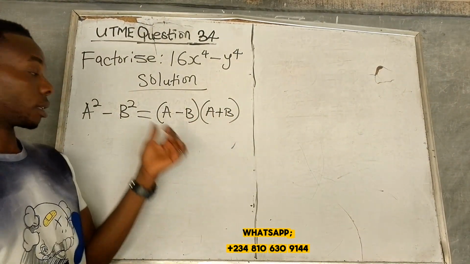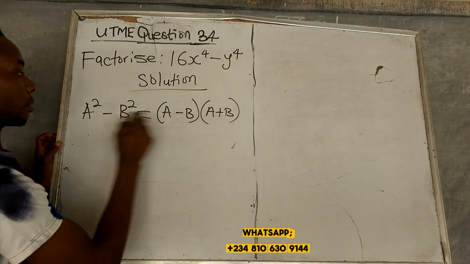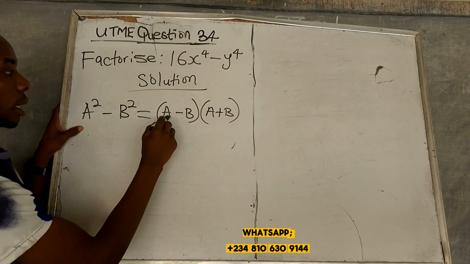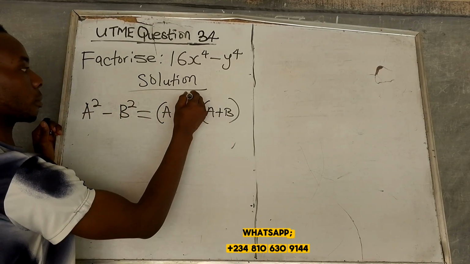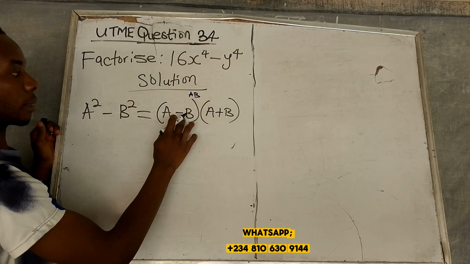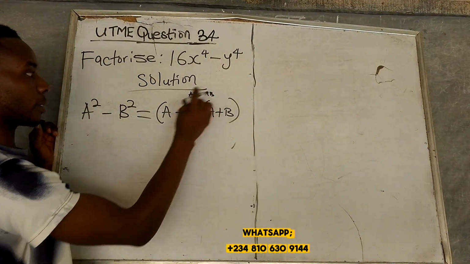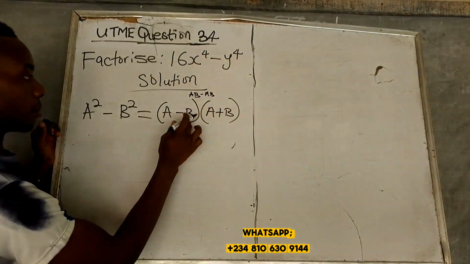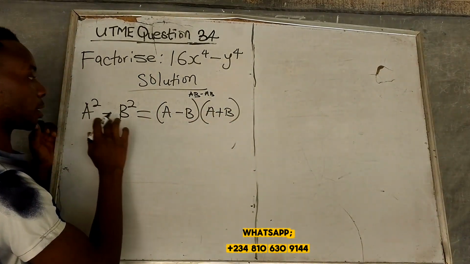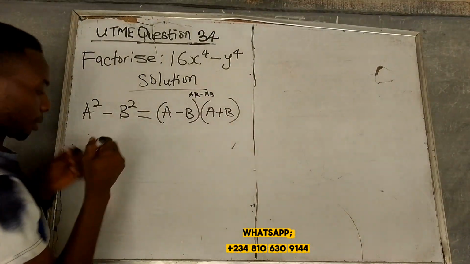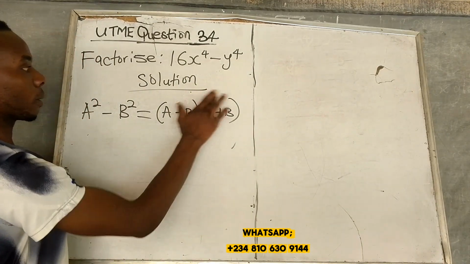And when you open this bracket, you still arrive at this answer. A times a is a squared. A times b is ab. Then minus b times a is minus ab. So you see that ab minus ab is 0. Then b times minus b is minus b squared, right? So you still arrive at this particular answer.